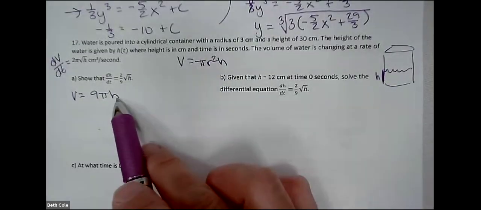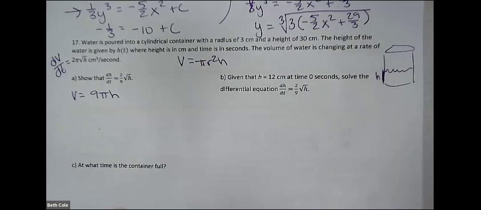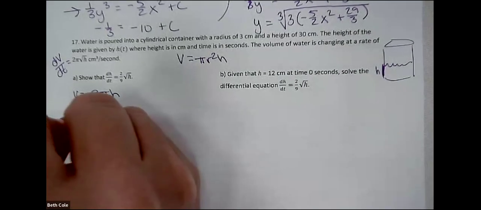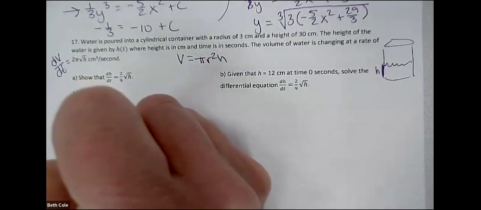The height of the water is changing, so you can't just plug 30 in for that. The cup isn't full all the time. All right, and then we're going to do our derivative. So this would be 9 pi dh dt.